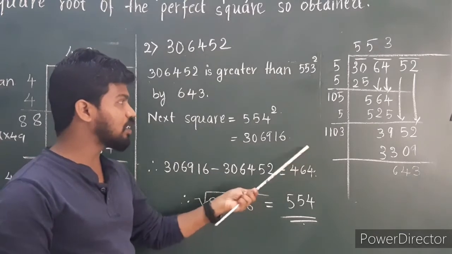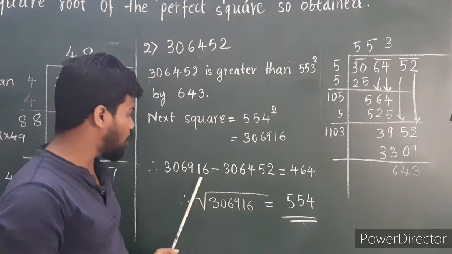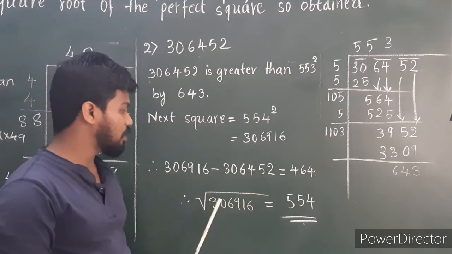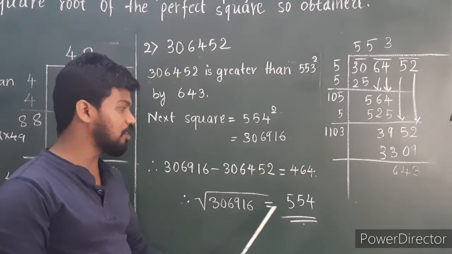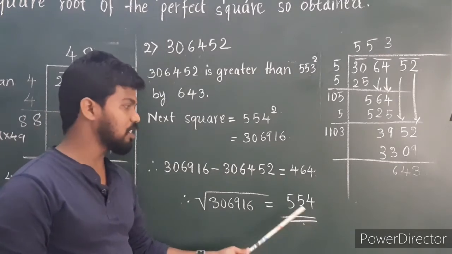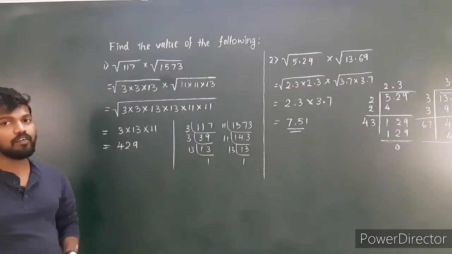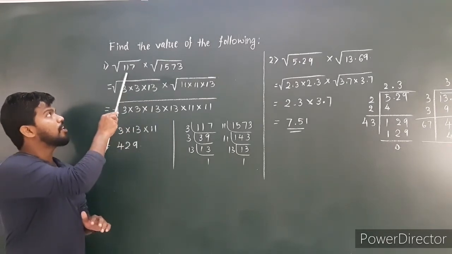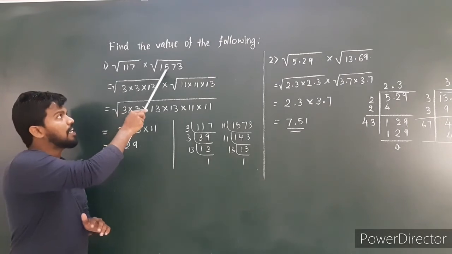If you add 464 to this number, you get the perfect square, that is this one, 3,06,916, and its square root is 554. That means 554 square is 3,06,916. Okay, find the value of the following. The next type. Find the value of the following: the square root of 117 into the square root of 1573.